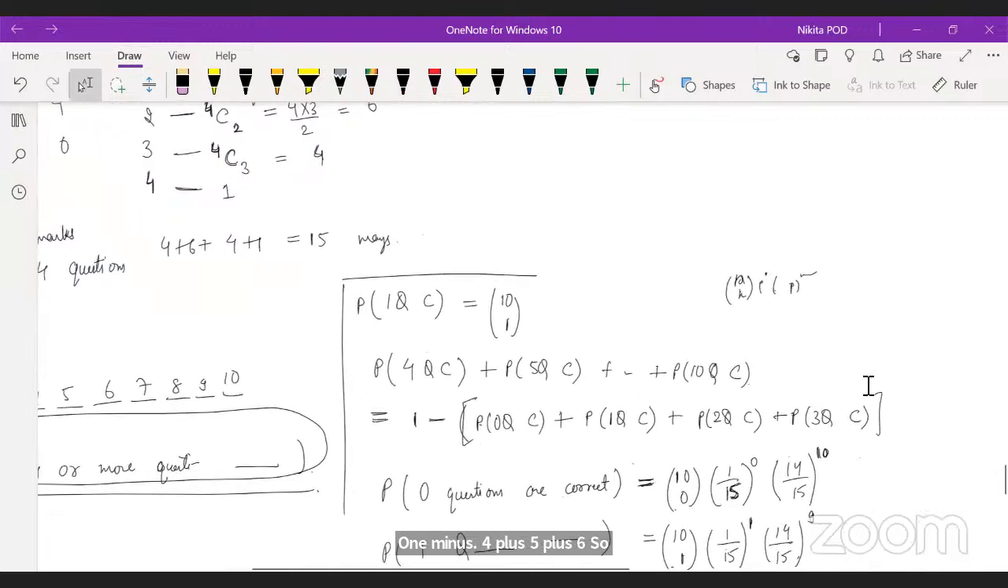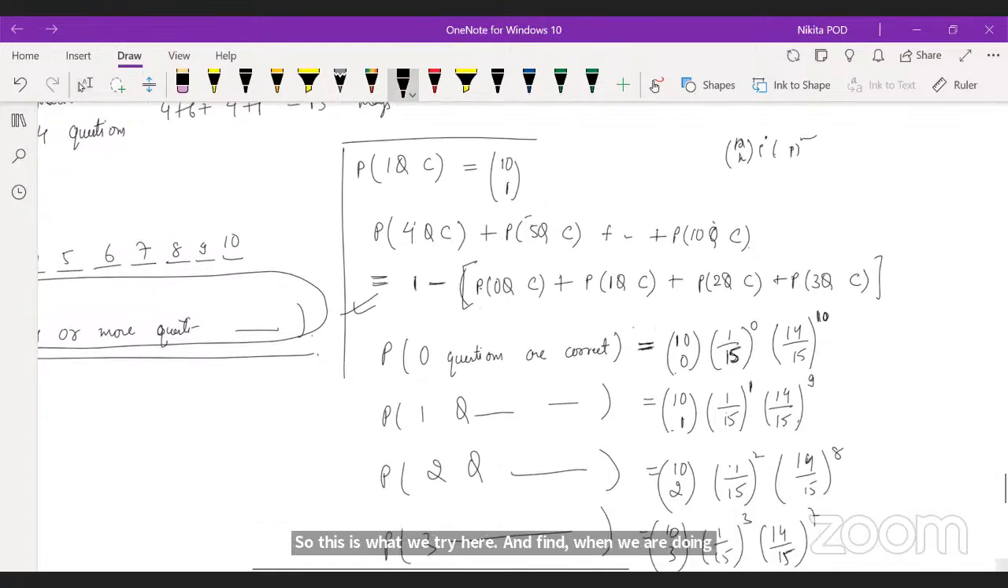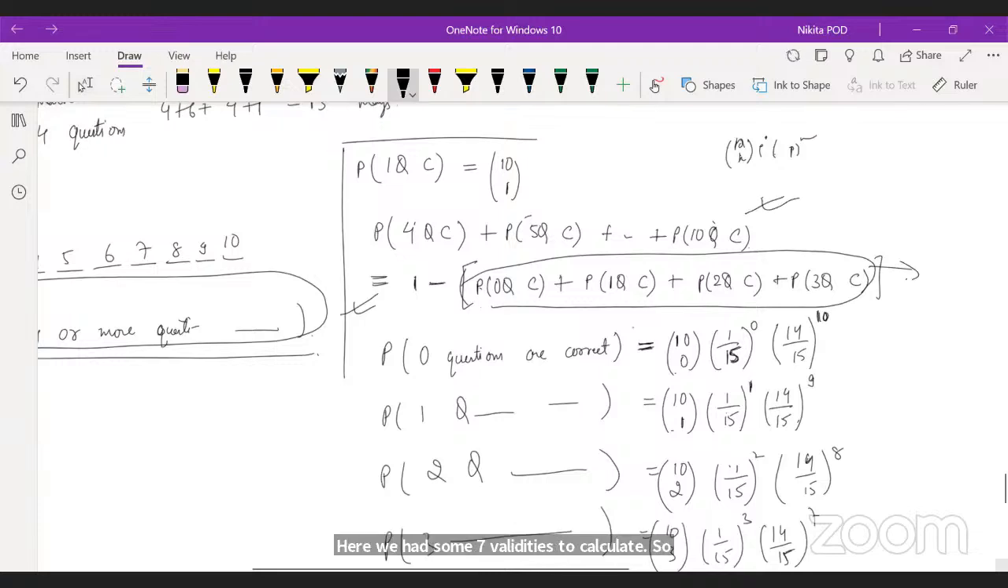The event here was 4, 5, 6 till 10, and if we do 1 minus its complement, that will give us that. This is what we tried here. When we use this complement, we have only 4 probabilities to calculate, whereas here we had 7 probabilities to calculate. So this is much easier.